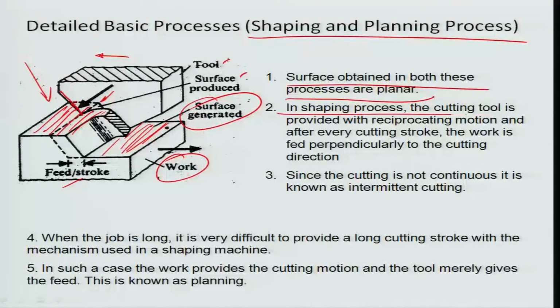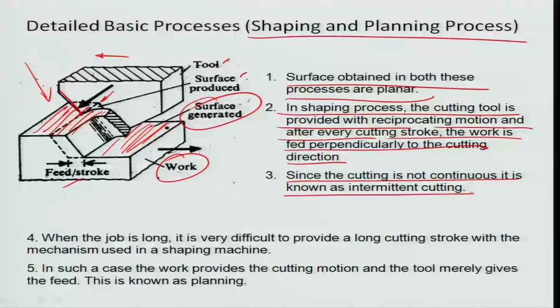So, in the shaping process, the cutting tool is provided with reciprocating motion, and at every cutting stroke the work is fed perpendicularly to the cutting direction. Since the cutting is not continuous, it is known as an intermittent cutting process. It is not similar to that on a lathe machine where you have a continuous flow of chips coming out.